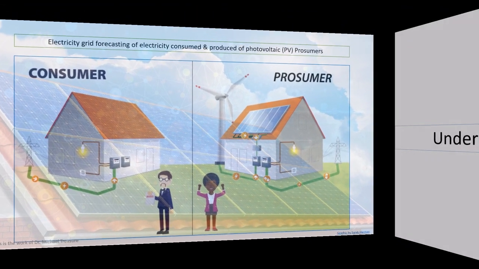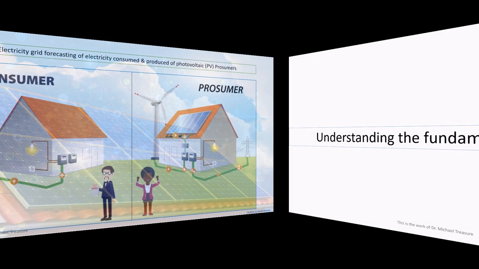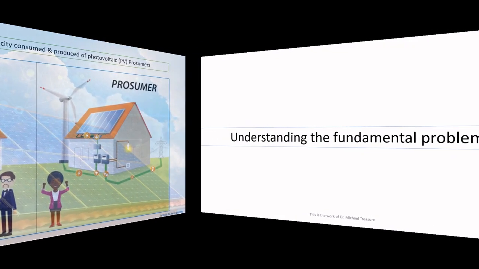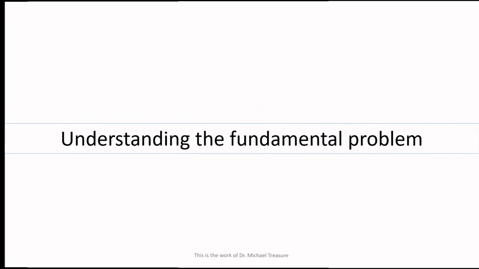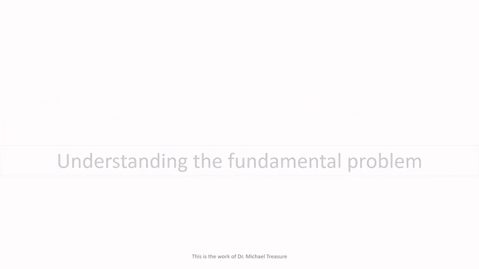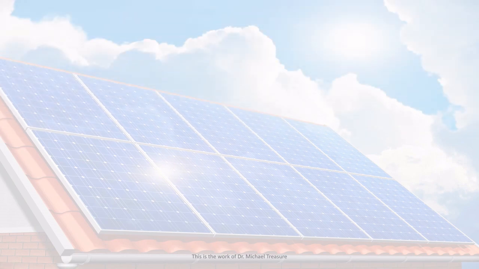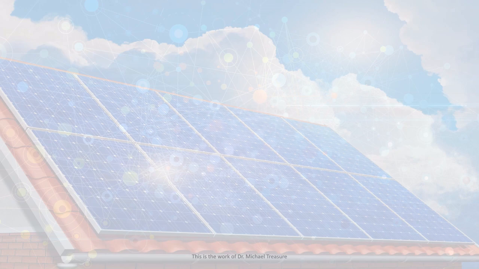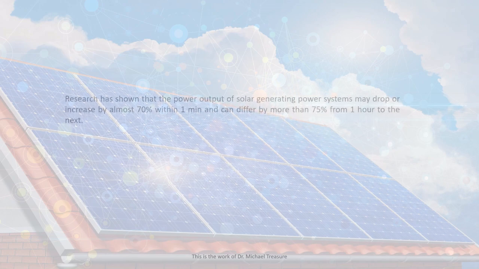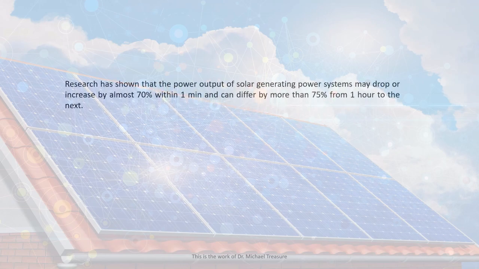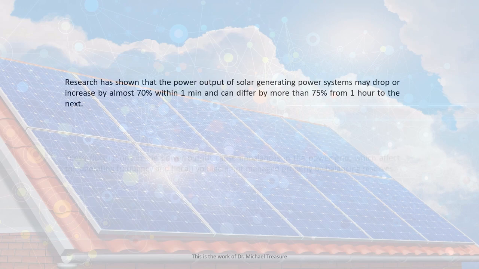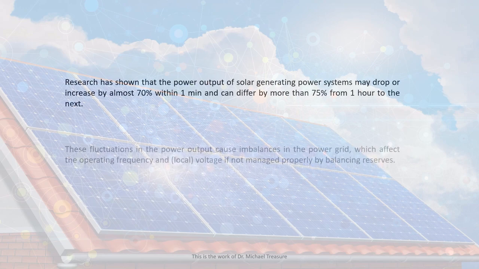Understanding the fundamental problem. We all are aware that predicting the weather is a science fraught with the uncertainties of the elements of nature. Based on research, the power output of solar power generating systems has been observed to change, up or down, by as much as 70% within the span of 1 minute. Additionally, this may differ by more than 75% from 1 hour to the next.